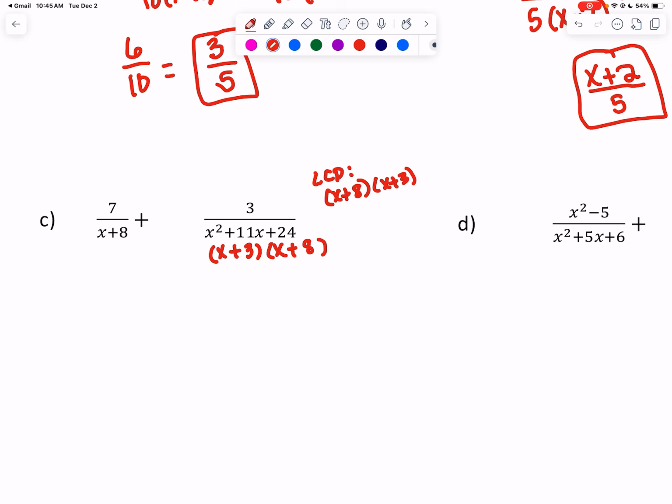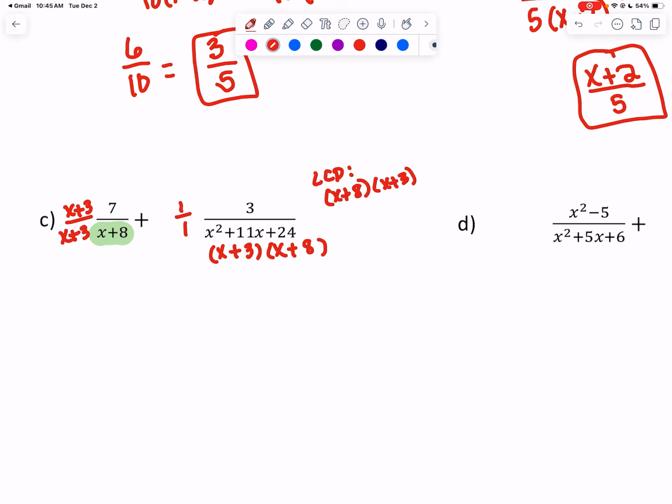So when I look at my first fraction, I have the x plus 8, but I'm missing the x plus 3. So I will multiply by x plus 3 over x plus 3. Now, my second fraction, I have the x plus 8 and I have the x plus 3. So I already have both components of the LCD. So I don't need to multiply it by anything. It's really like multiplying it by 1 over 1.